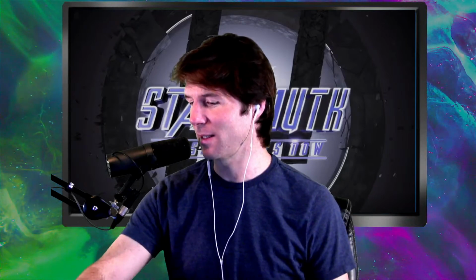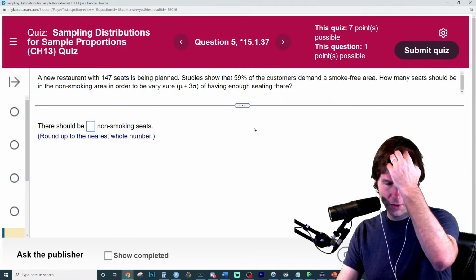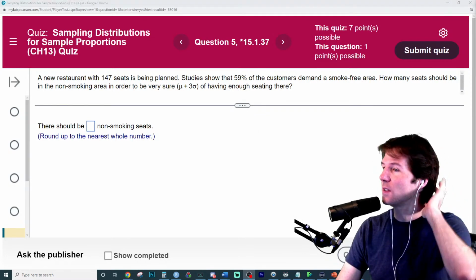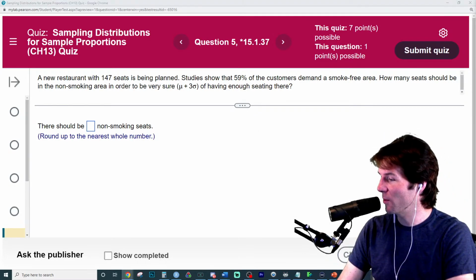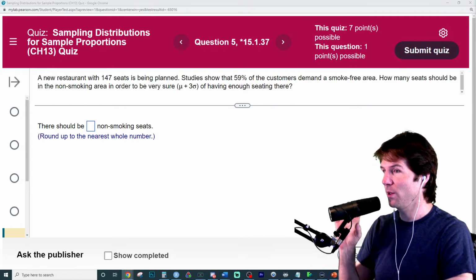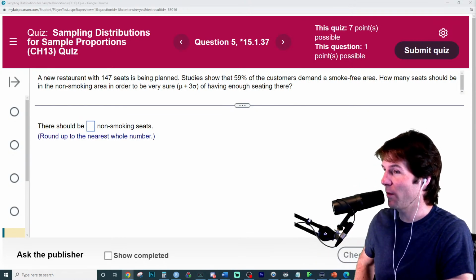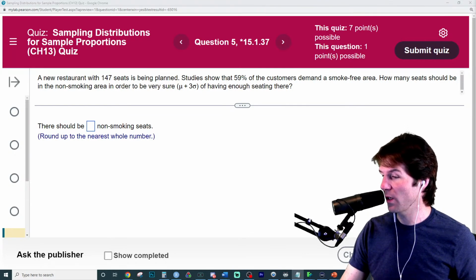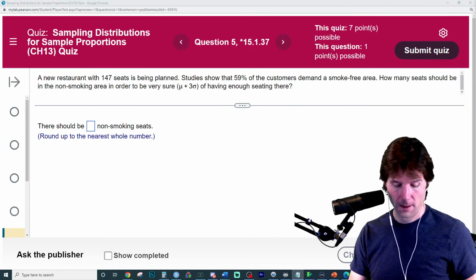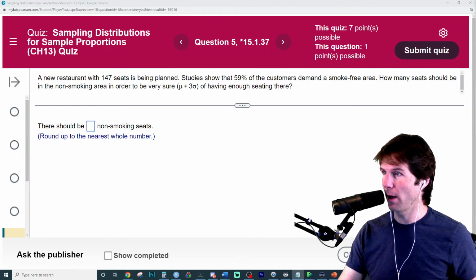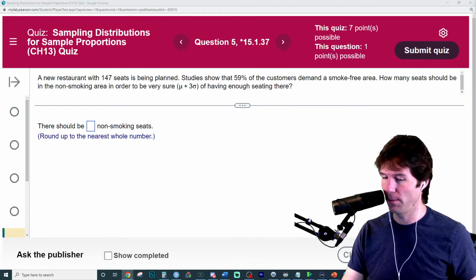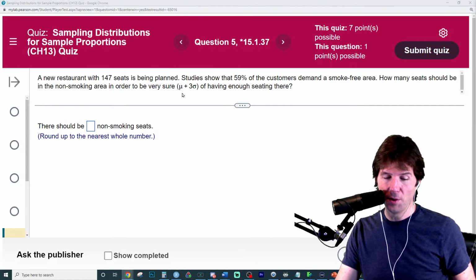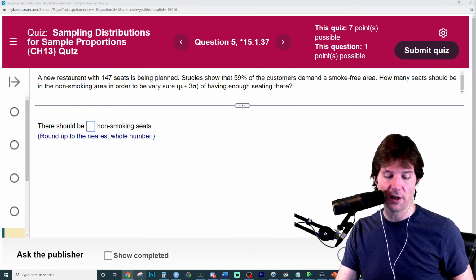Here we go. Time to look at a restaurant with a smoking area. That doesn't exist anymore. Here we go. Okay, a new restaurant is being planned with 147 seats, and they're looking at possibly... Awesome, Shreya. See then? They're looking at studies that show that 59% of customers want a smoke-free area. They don't want smoking there. So when we look at this right here, we have to understand the notation for this problem. So it wants to know mu plus 3 standard deviations.